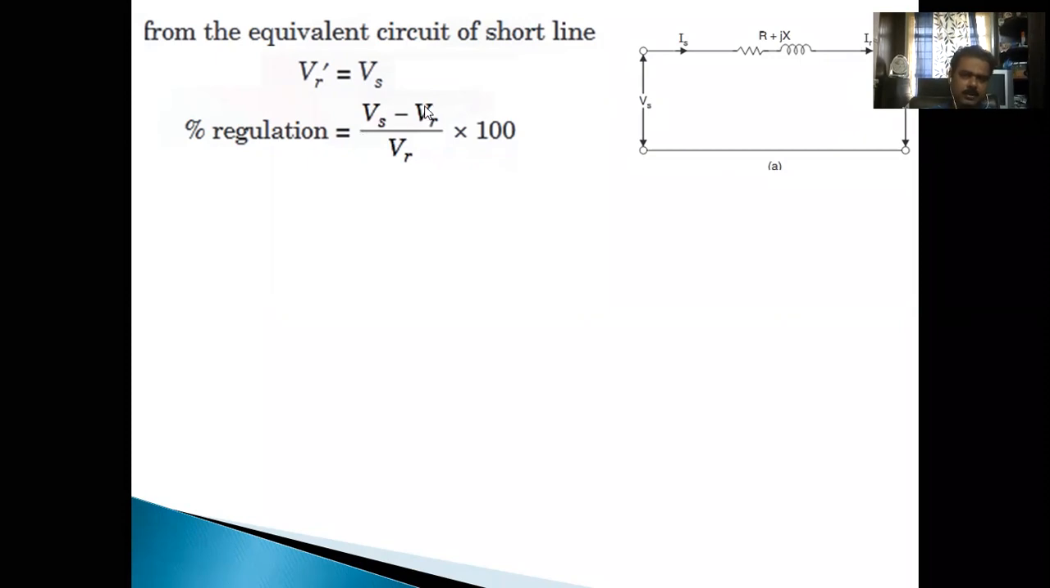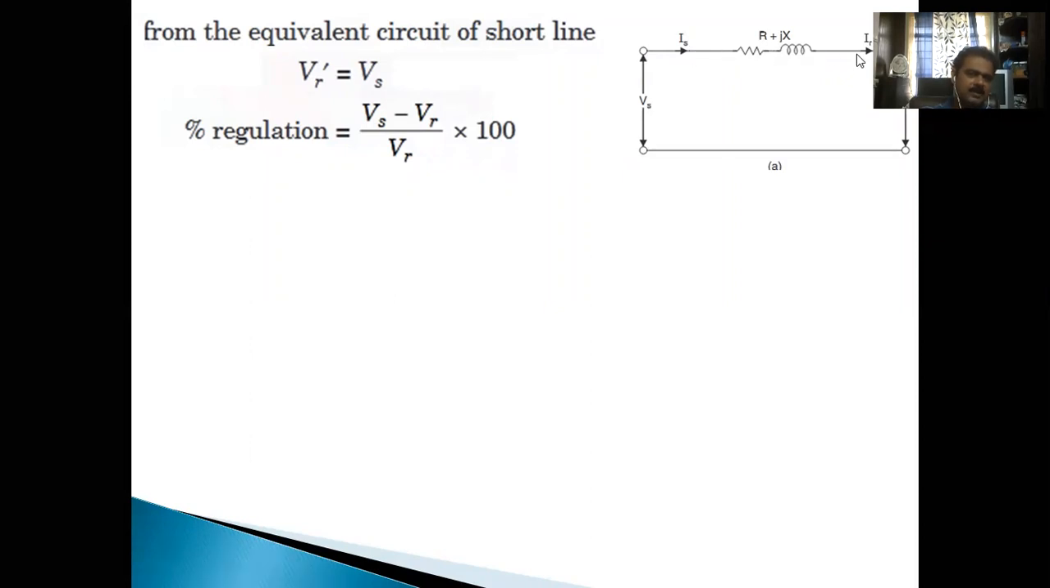Okay, so here it is the change from no load to full load. When there is no load, simply assume that it is open circuited. In case of open circuit, the current passing through this is 0.